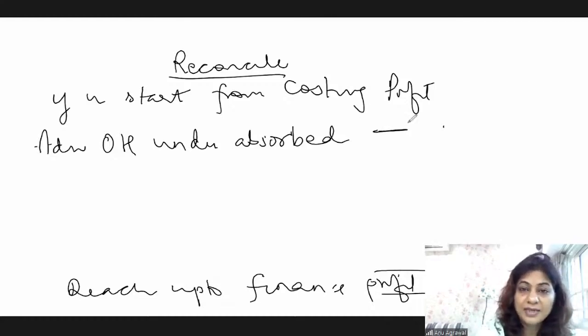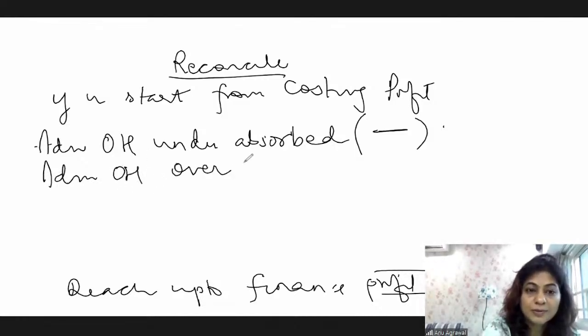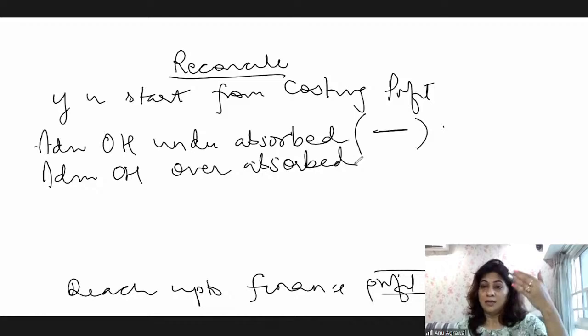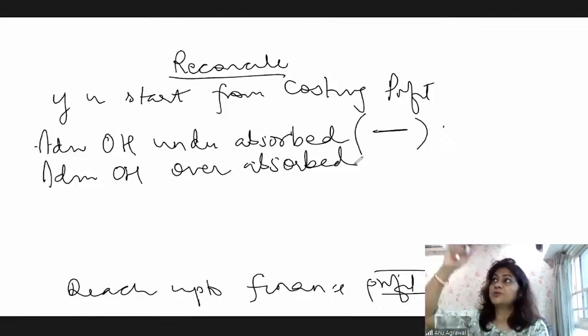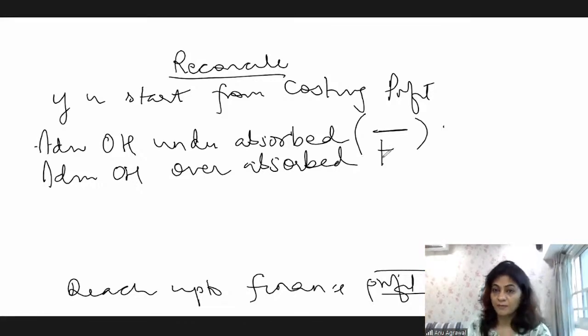But if I have said admin overhead over absorbed, that means you've charged higher, you've charged more. So if you charge more, that means the profit should be lesser. That means the profits in costing is lesser. So if cost wants to reach up to finance, they should add. Right?